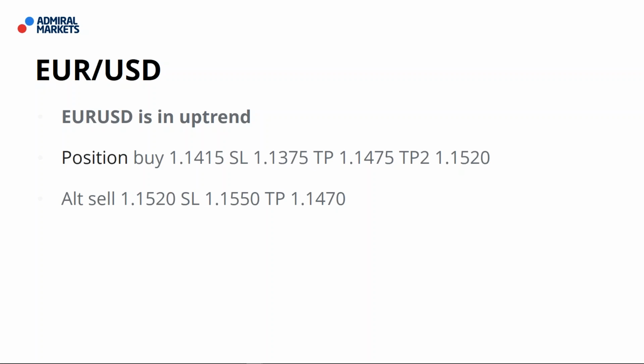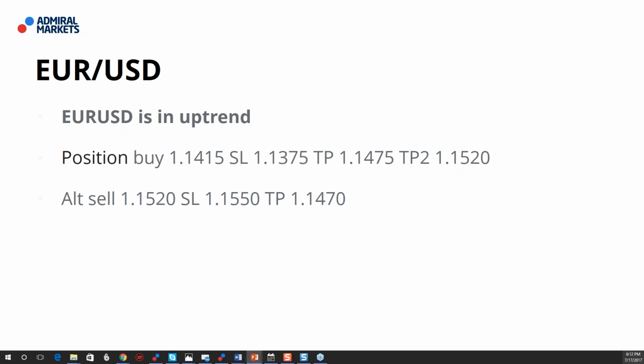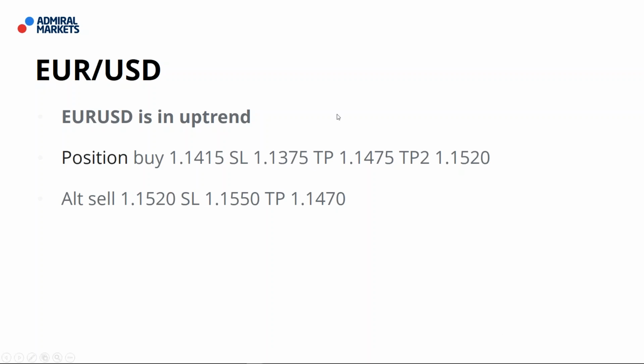The only thing that I can say is a possible positional buy at 14.15, stop loss 13.75, TP 14.75, TP2 15.20, alternative sell 15.20, stop loss 15.50, and 14.70 is the target. So I am a little bit inclined at this point to buy the dip on Eurodollar, and you can see how my analysis again worked wonders, and I really enjoy this summer trading.